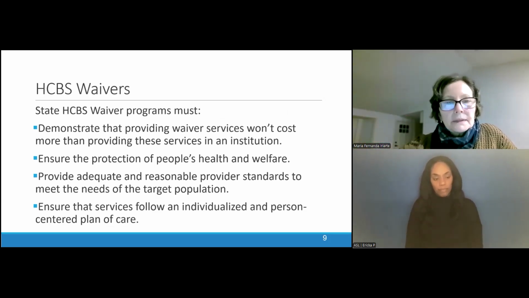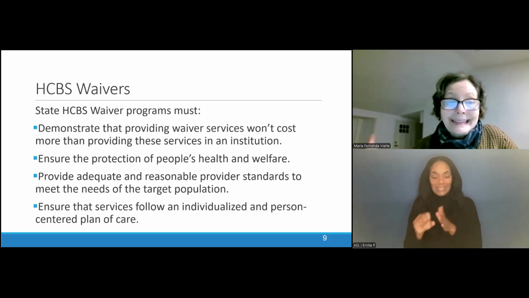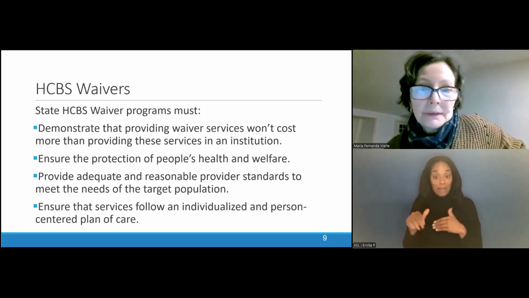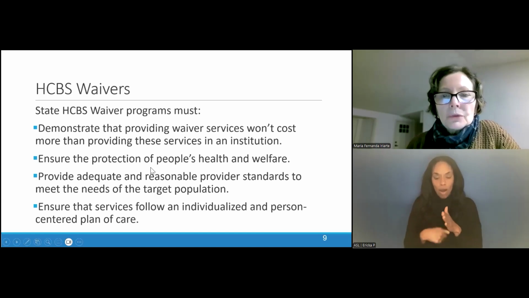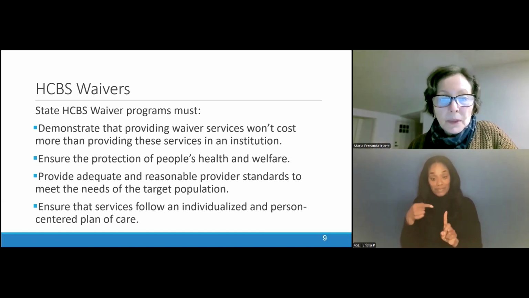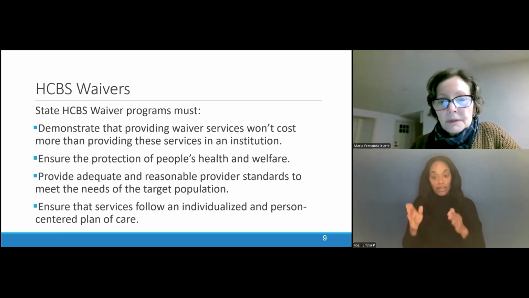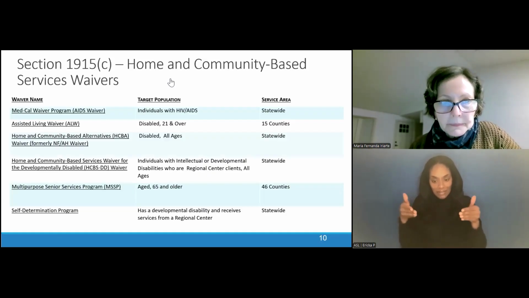So when the state is asking the federal government to approve these waivers, the state has to show that providing services under the waiver is not going to cost more than if they had to provide those services in an institution. That's called cost neutrality. They have to make sure that the person being given services under the waiver has their health protected, that there are adequate and reasonable provider standards, and that services follow an individualized and person-centered plan of care.